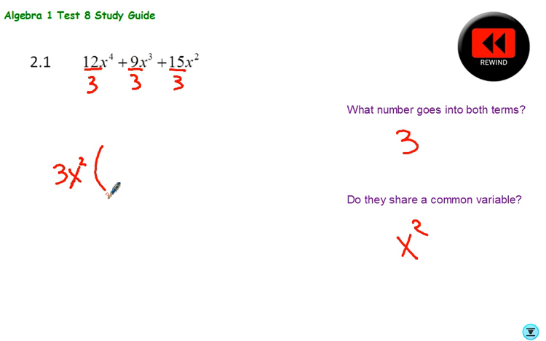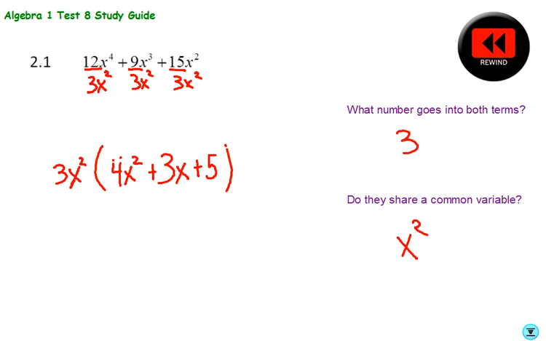And then I would look at, well, what would be on the inside of that parentheses? Well, if I said 12 divided by 3, that gives me 4. x to the 4th minus x squared gives me x squared. 9 divided by 3 gives me 3. x cubed, 3 minus 2 gives me 1, or just x. I don't have to write the x to the first. 15 divided by 3 gives me 5. And then the x squared, you can think of those as canceling each other out.